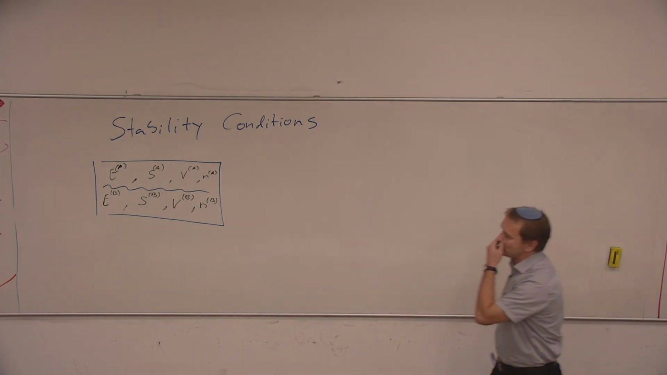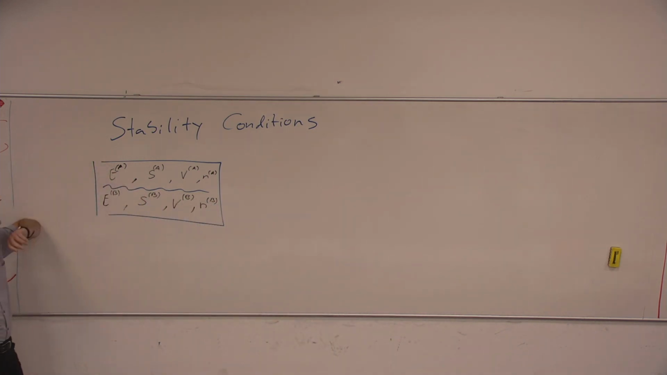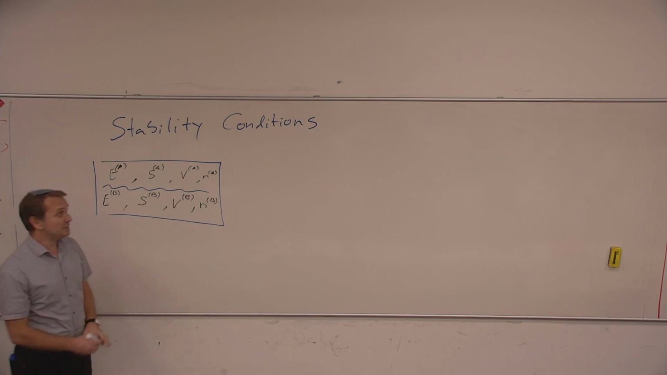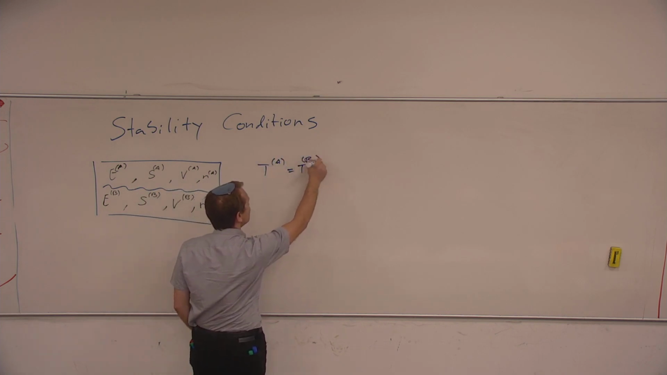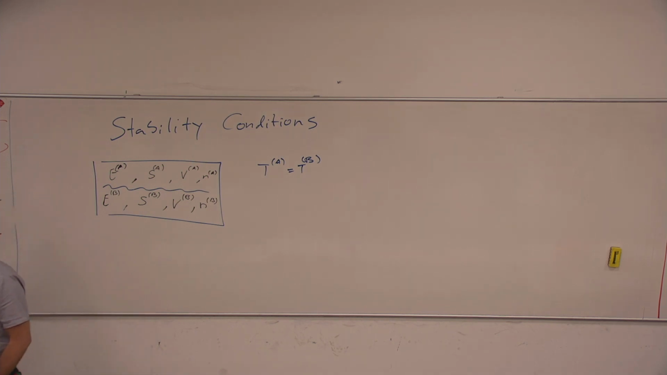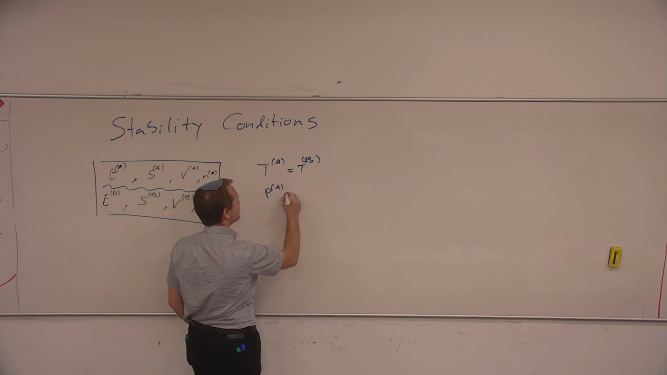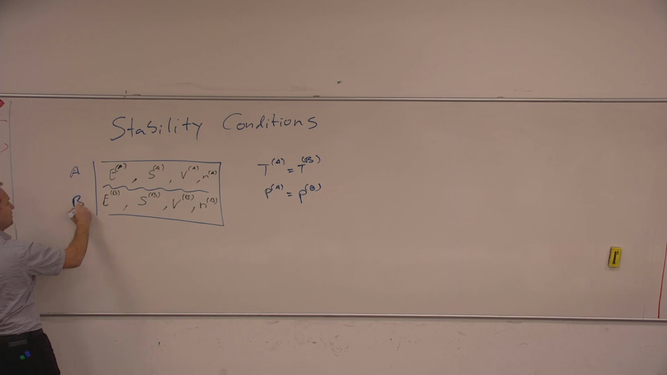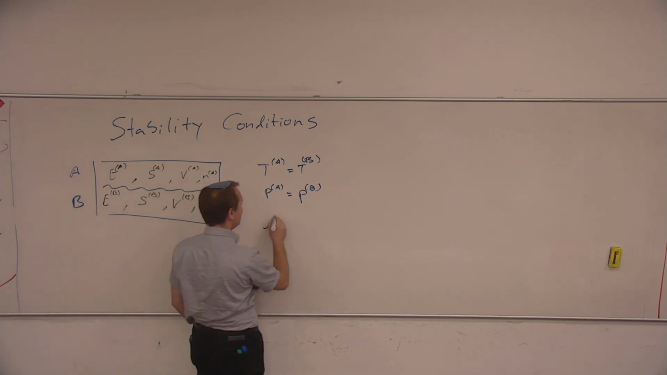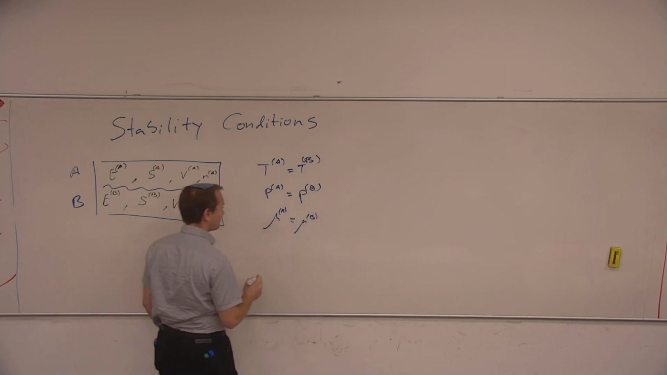Stability conditions means that if you look at those two systems and they are in thermal contact with each other, and they are in an equilibrium, this means that what we have shown is that T of A equals T of B. So they have exactly the same temperatures. Also, they have exactly the same pressures, P of A equals P of B. This is system A, this is system B. Also, the chemical potentials of those two systems are exactly the same.